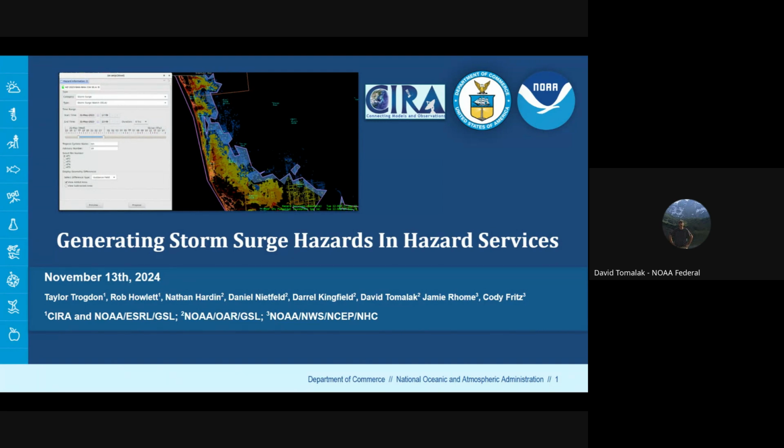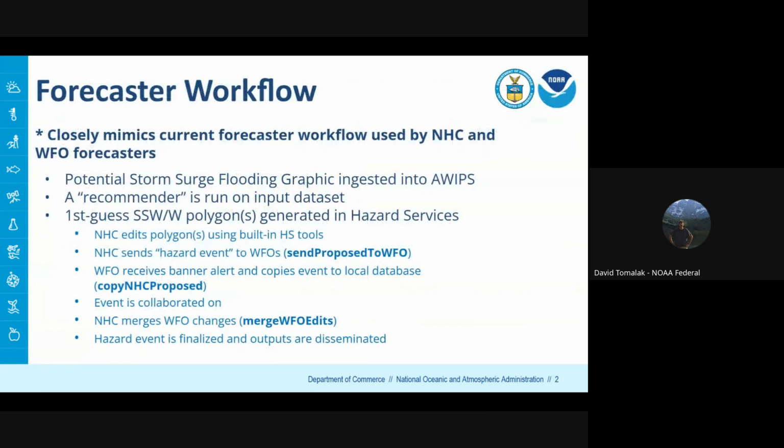So why don't we click to the next slide here? I just want to demonstrate this from a forecaster workflow from an operational perspective, and then I'll read off the slide here, and then we'll break this down into individual pieces.